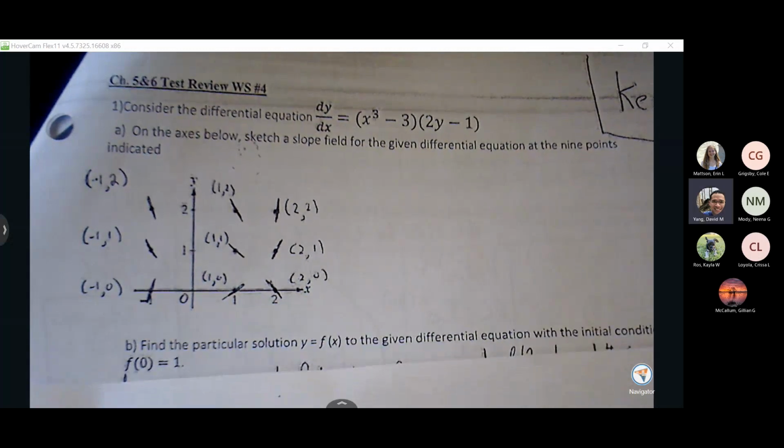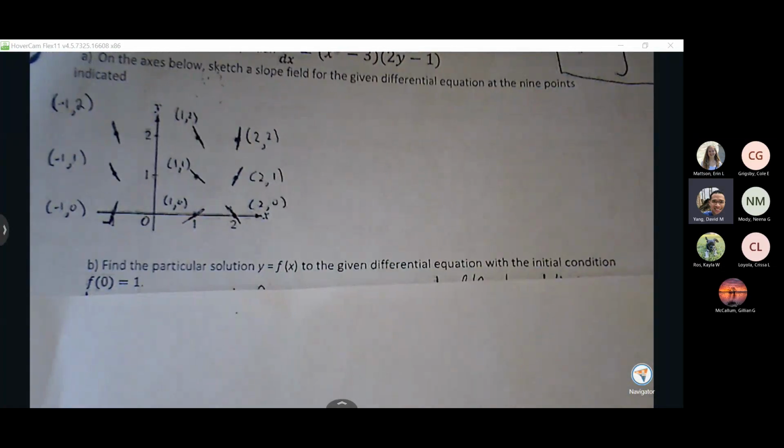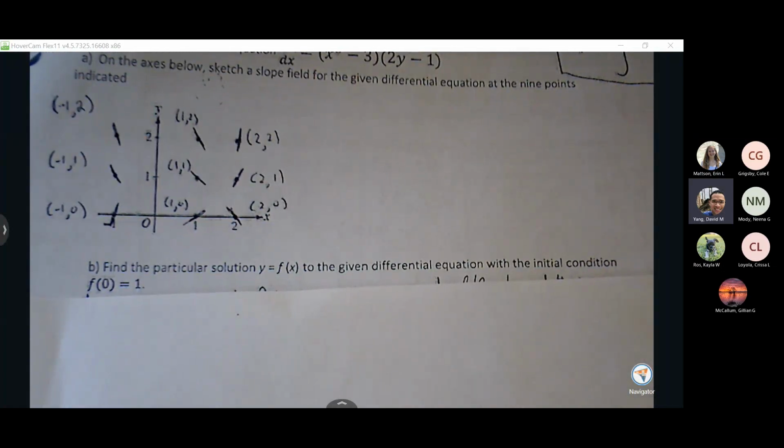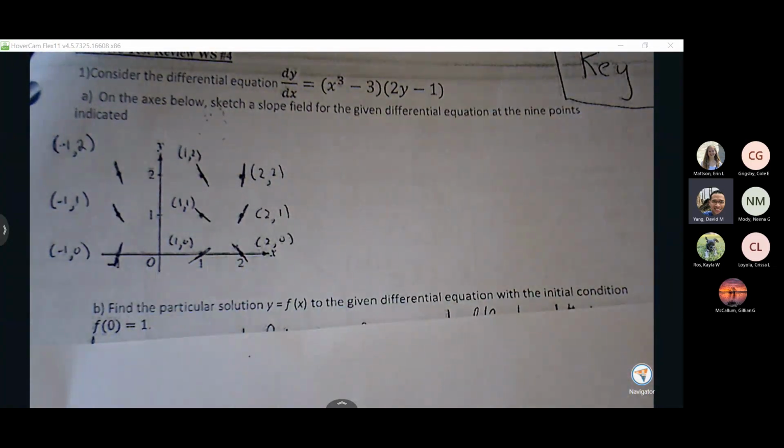All right, part B. Find a particular solution y equals f of x to the given differential equation with the initial condition f of 0 equals 1. So we're going to work towards separating the variables. Okay, so I'm going to go through my method of working through that.